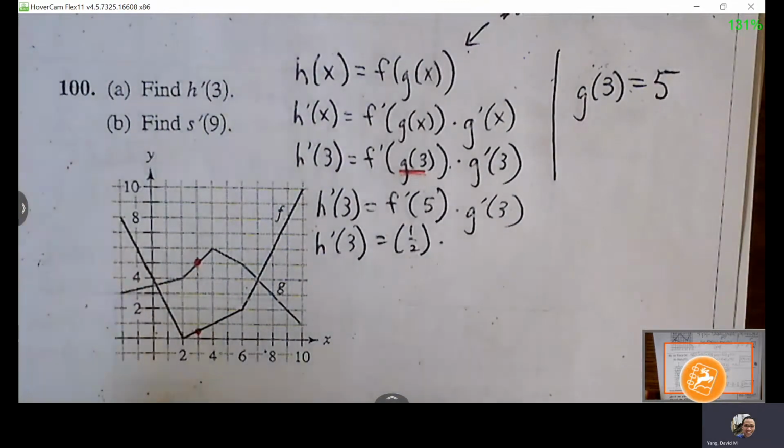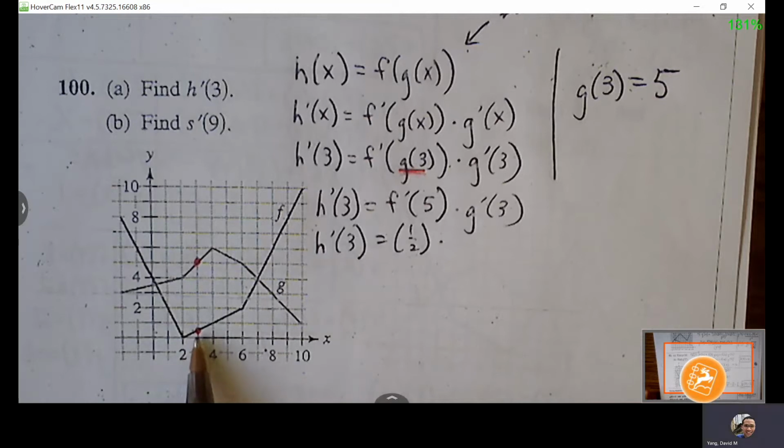Okay, G prime of 3, we're going to go to 3. What's the slope of the G graph at 3? Yep, up 1/1.